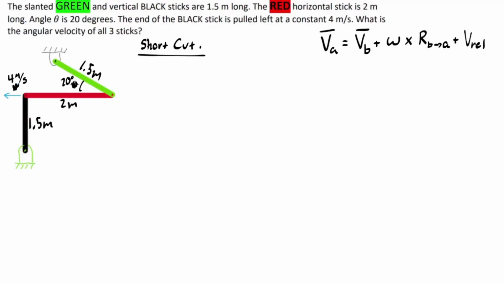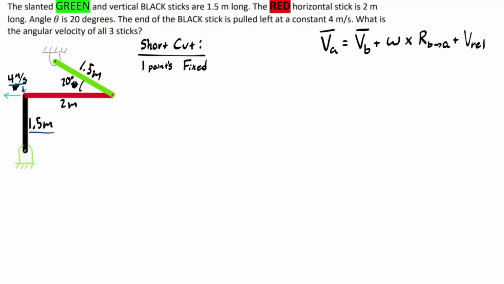The shortcut method is really easy for finding the angular velocity or the length of something if you know 2 of the other variables. The criteria for using the shortcut method is that one of the points has to be a fixed point. The other one doesn't have to be fixed, but we have to know 2 of the criteria: a velocity and a distance, or a velocity and an angular acceleration, or a distance and an angular acceleration. In this case, we know that the velocity of this point over here is 4, and that the distance of this black bar is 1.5.